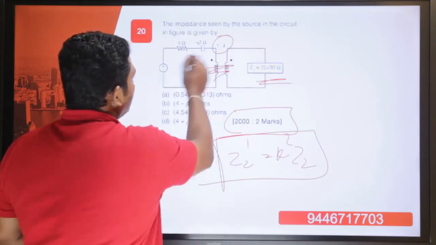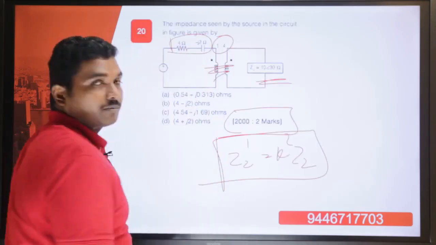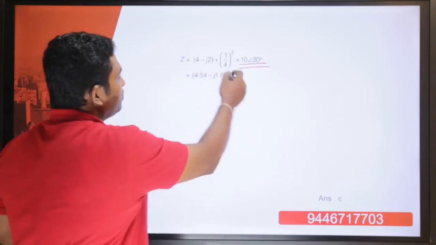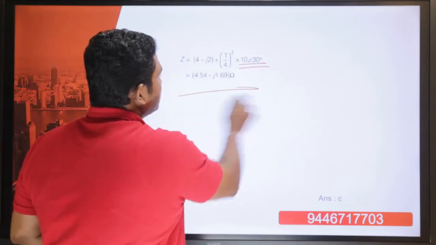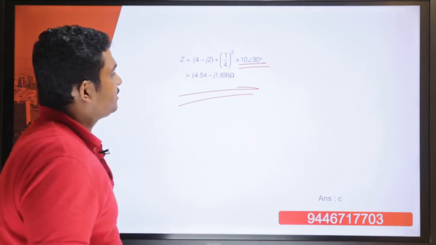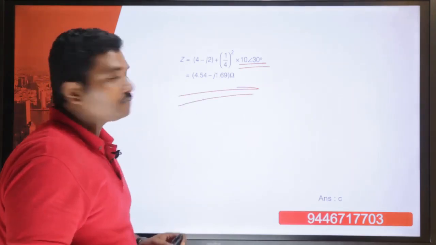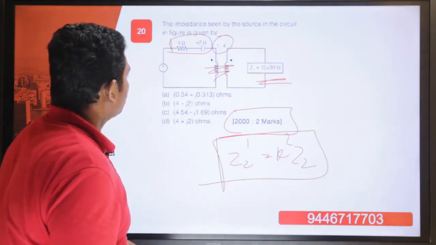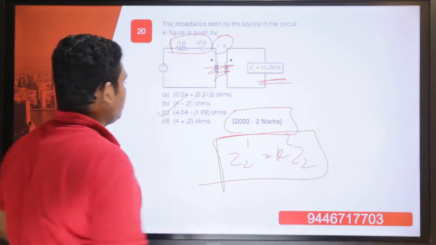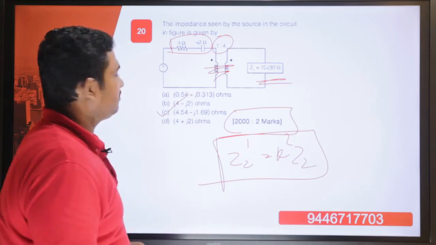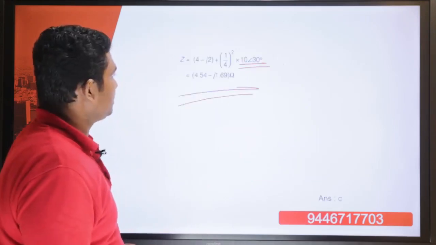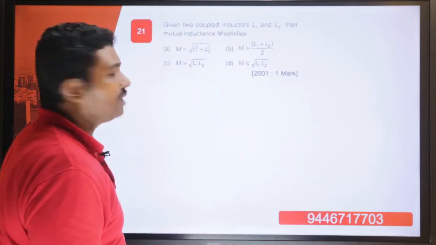And what is the impedance already existing in the primary? It is 4 minus J2. So it is 4 minus J2 plus (1 by 4) whole square into 10 angle 30 degree, which will come to 4.54 minus J1.69 ohms, which is option C. So that is about question number 20.